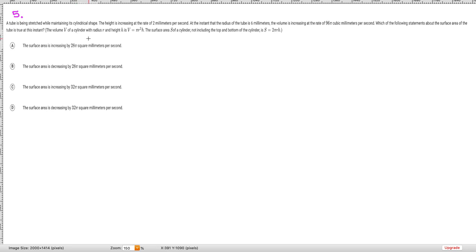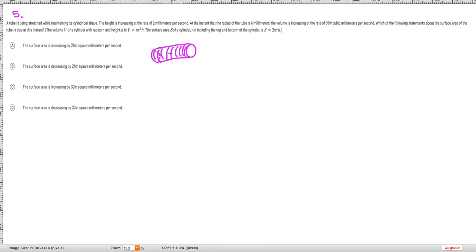A tube in the shape of a cylinder, and this tube doesn't have the circular caps at each end. So it's just a tube. It might look something like this, and it doesn't have these caps on either end. So it looks something like this, and there's nothing there. There's no cap.